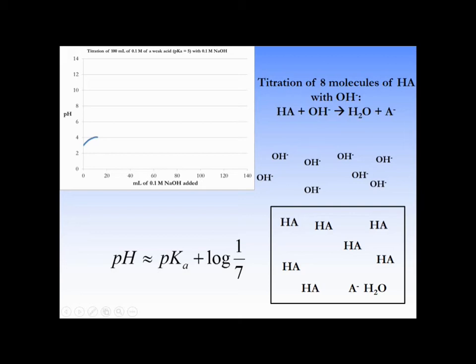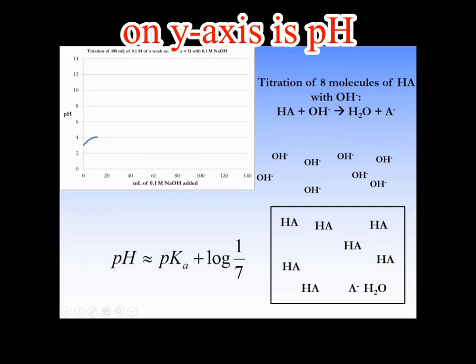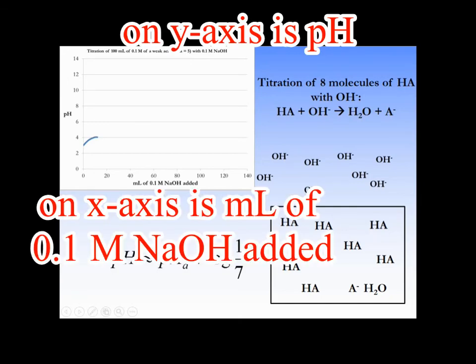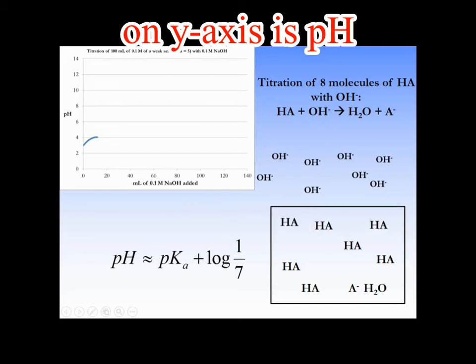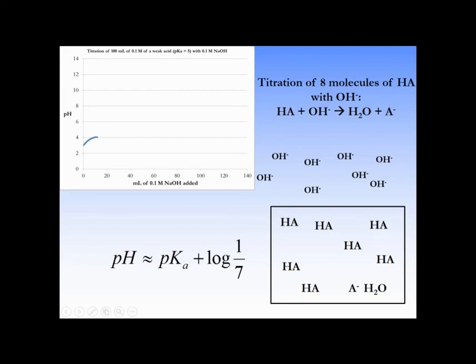And notice on this graph here, on this axis is pH, and on this axis would be the milliliters of 0.1 molar sodium hydroxide added. This represents the titration of 100 mils of 0.1 molar of a weak acid with a pKa of 5 with 0.1 molar sodium hydroxide. Now you should notice that the equivalence point is 100.